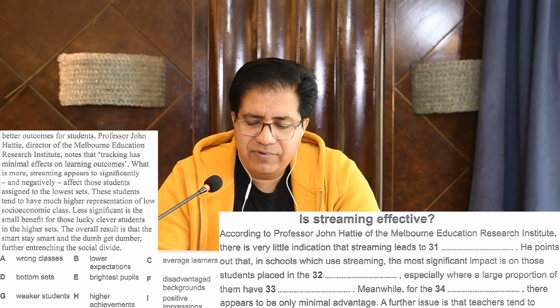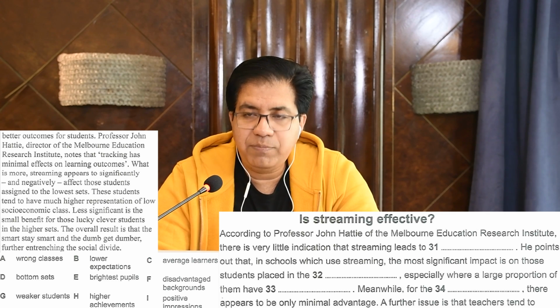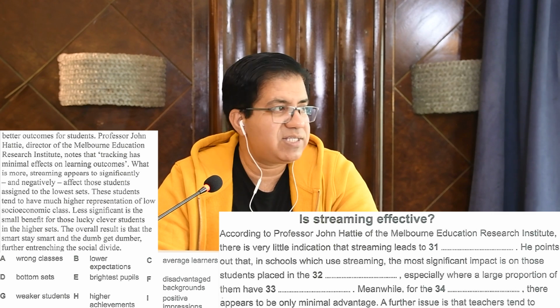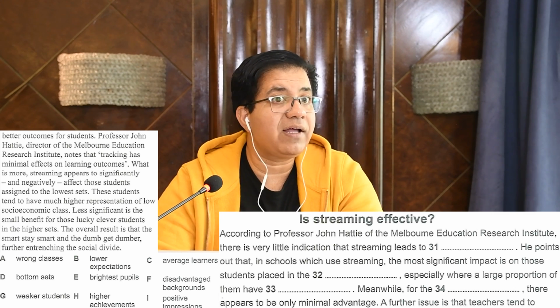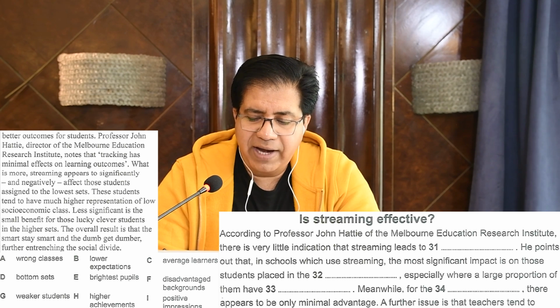Alright, lucky, clever students. For that we've got option E, brightest pupils. Lucky and clever students, they are brightest. Clever means they are very clever in the class. They can do everything properly. So option E, brightest pupil.